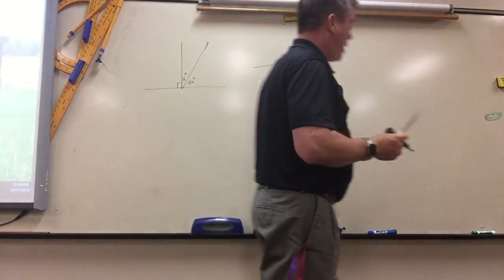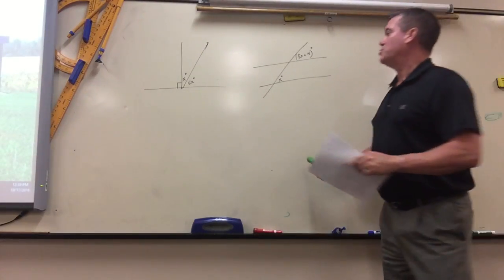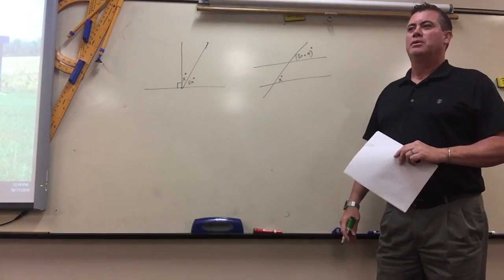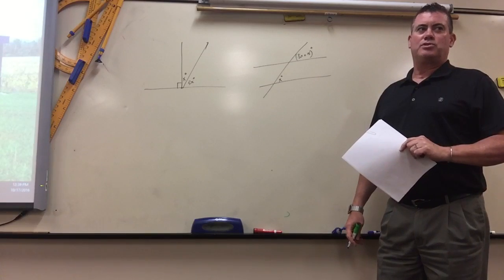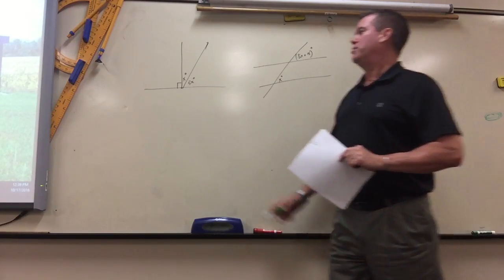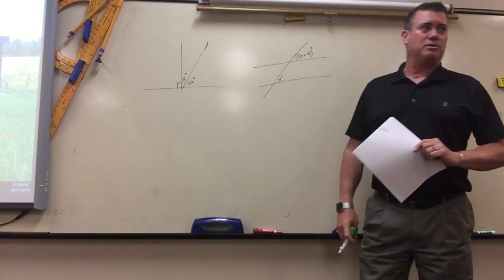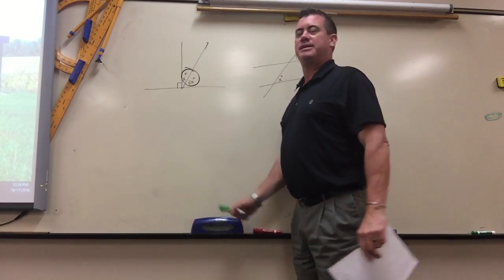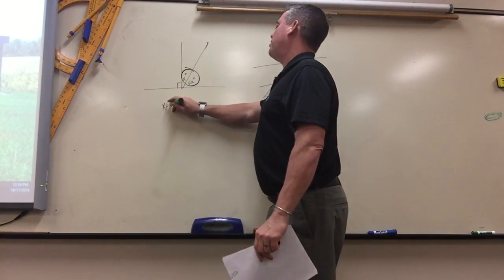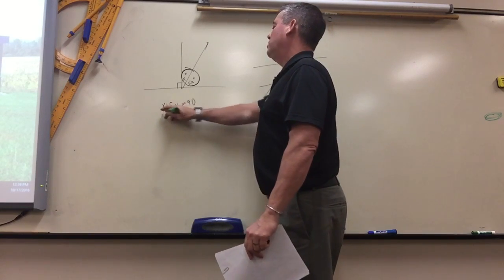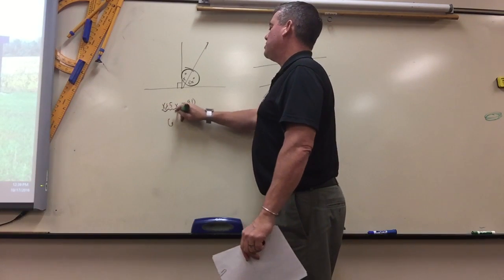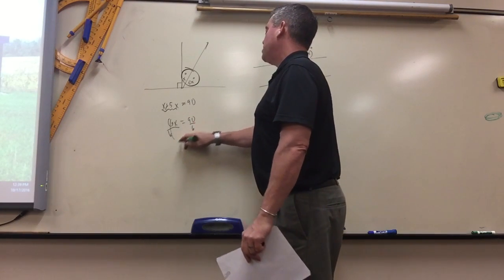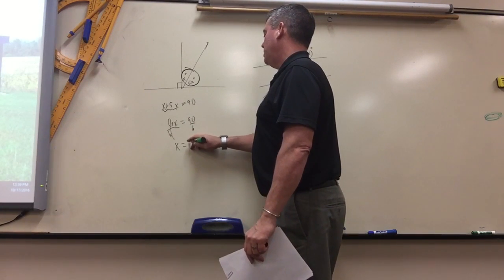Okay? On these you have to solve for x. So what do we have to do to figure out what this X is? Combine the X's. What do you know about these two angles? They equal 90. So X plus 5X has to equal 90. So combine the X's, you get 6X equals 90. Divide by 6, and that would be 15.